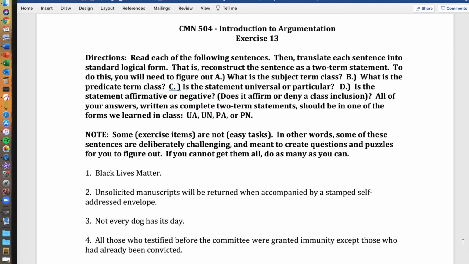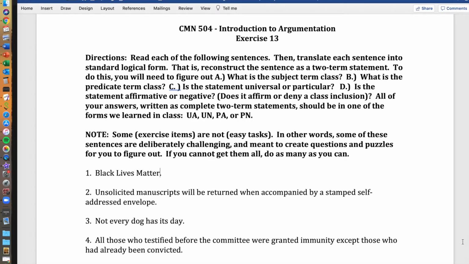So now let's do a review of homework exercise 13. And in this exercise, it requires you to do translations from natural language into standard logical form for two-term statements. As the directions say, read each of the following sentences, then translate each sentence into standard logical form. That is, reconstruct the sentence as a two-term statement.